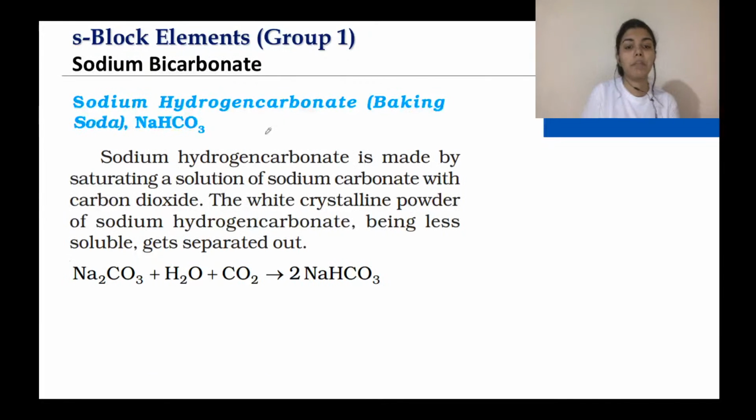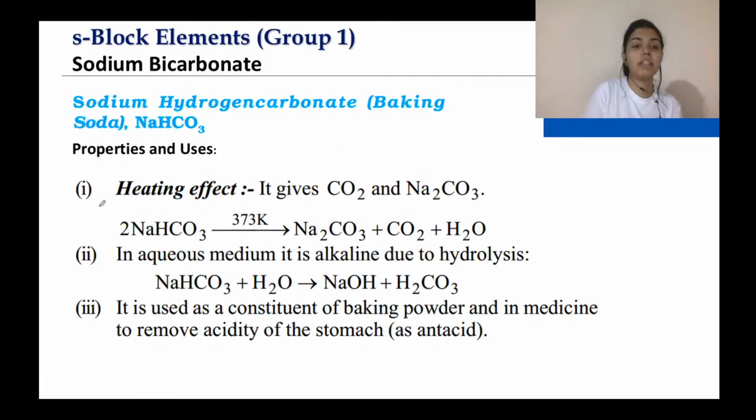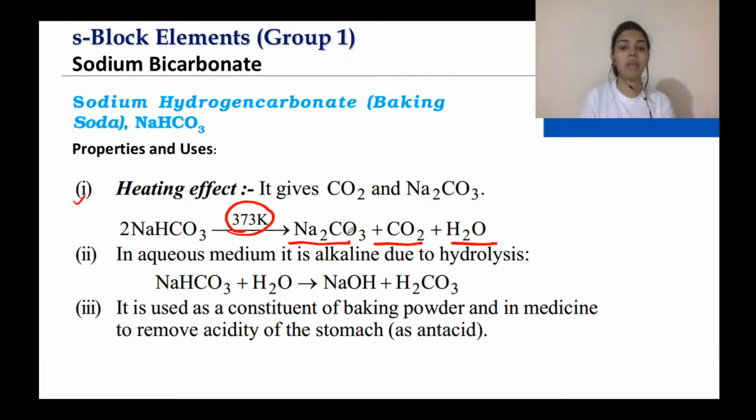Now next is preparation of sodium hydrogen carbonate or sodium bicarbonate, as we have already done in the previous slide, that on reaction of aqueous sodium carbonate with CO2, sodium bicarbonate is formed, right? Now next is the heating effect. So as we have already learnt in the introductory slide of sodium hydrogen carbonate, sodium bicarbonate at 373 Kelvin decomposes to form sodium carbonate plus CO2 gas plus water. So this is the heating effect. On heating, sodium bicarbonate gives sodium carbonate and CO2.